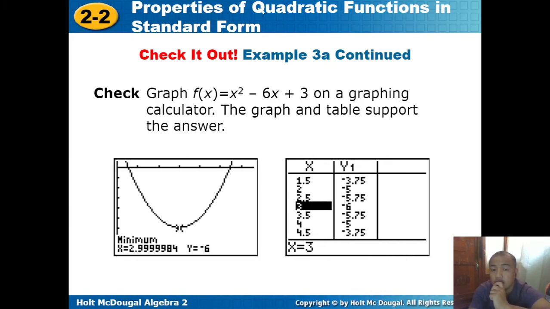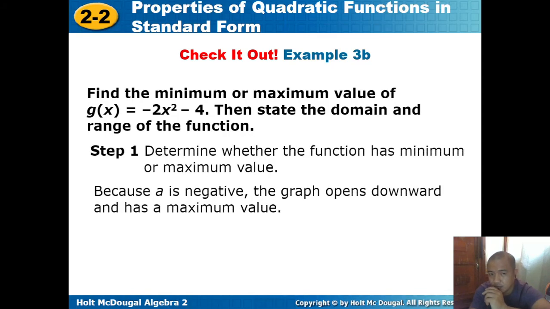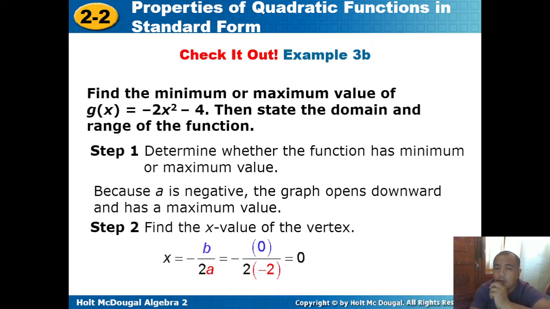The minimum is negative 6. Next, find the minimum or maximum value of g of x equals negative 2x squared minus 4, then state the domain and range of the function. This parabola opens downward, so it has a maximum value. Now solve for the domain, the range, and the maximum.